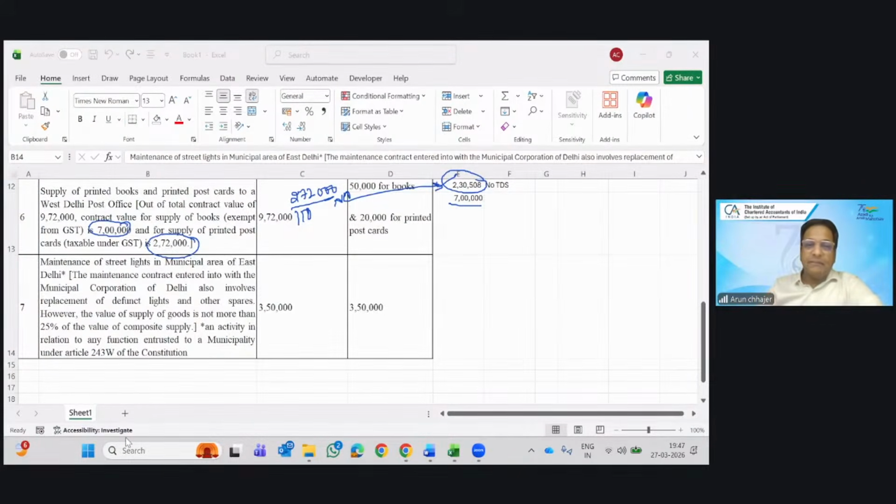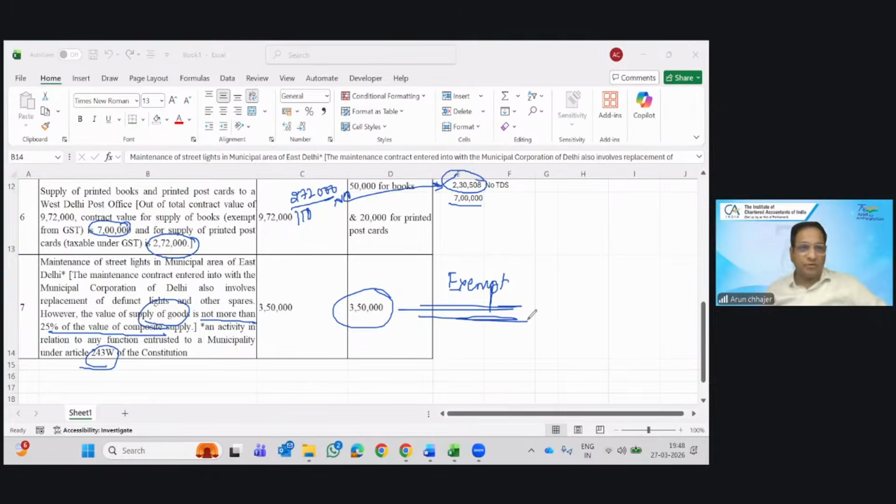ठीक है. यहां पर क्या ये सप्लाई अपने आप में एग्जेम्प्ट है? Whether this supply is taxable or exempt. See, if not more than 25% goods, if not more than 25% and it is IT activity, can you recall the exemption chapter? This supply is exempted, and if the supply is exempted, will the TDS be applicable? अगर वो supply exempted है तो TDS applicable होगा?